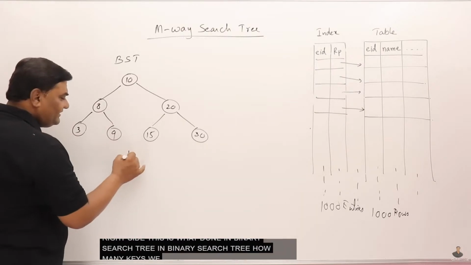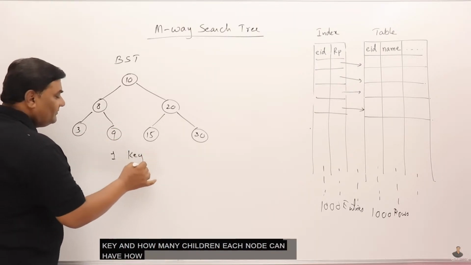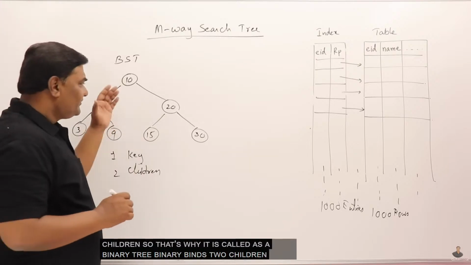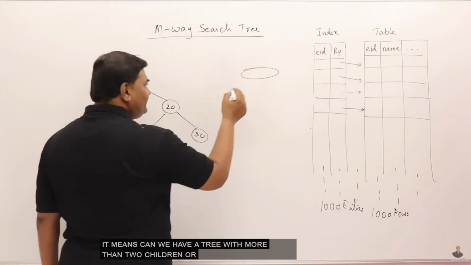In binary search tree, how many keys we can have per node? Just one key. And how many children can each node have? Each node can have maximum 2 children. So that's why it's called a binary tree. Binary means 2 children. So can we have a tree with more than 2 children or more than 1 key? Let's check. 20 and 50.